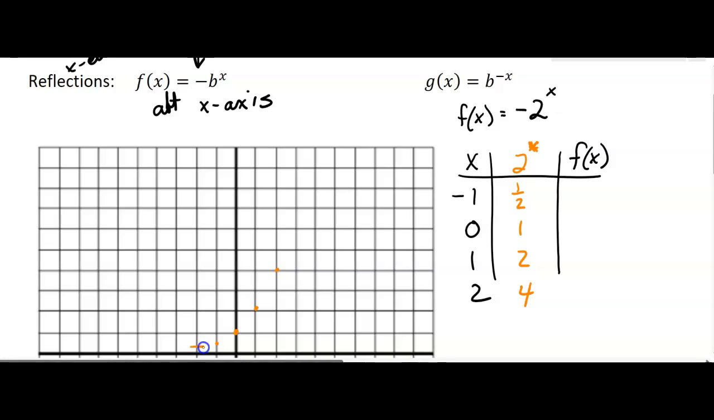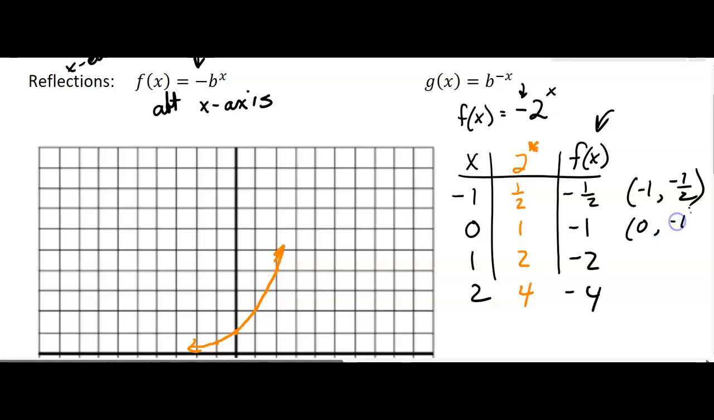And it looks like this. And we could pick more points for this example, but I didn't. Now, what's going to happen is we're going to take, for our f of x, we want the opposite of all those outputs that we have in orange. So it's going to be negative 1/2, negative 1, negative 2, negative 4. Now, when we graph those ordered pairs, negative 1, negative 1/2, 0, negative 1, 1, negative 2, and 2, negative 4. So let's see what happens here.